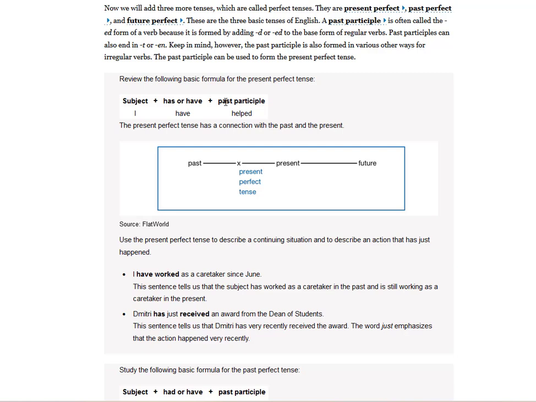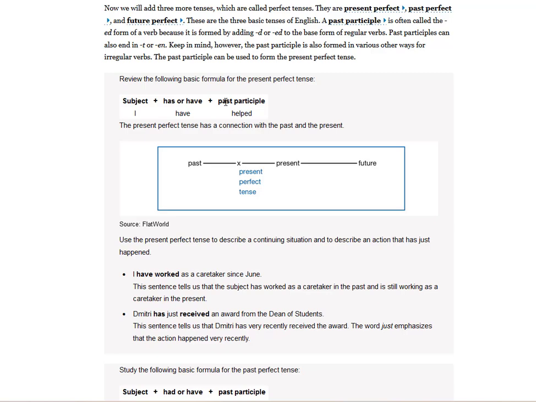Same thing with the future. I will have taken my bath at 4 o'clock before I go on my date tomorrow at 5 o'clock. So you have 2 future actions, and the future perfect is the future action that happens first. Always the perfect tense happens first, then another future action or another past action happens after that. So you use the perfect tenses with have plus a past participle when you have 2 actions, one happening before the other.